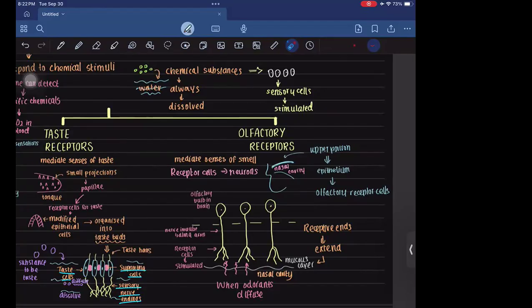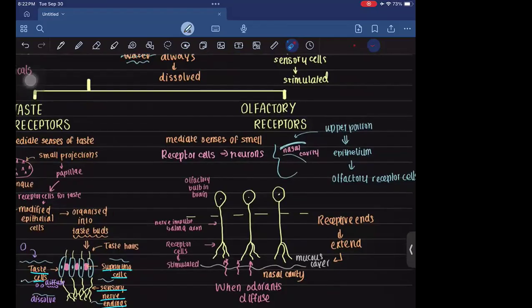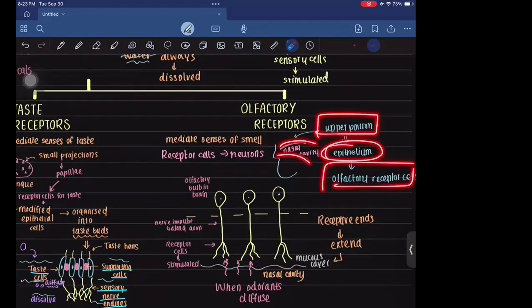So where are they present? Please ask yourself questions, then you will be able to remember the flow. First of all, what are they detecting, then where are they present, how do they look, and what do they contribute in order to detect the particular stimulus. Here also, what are they going to detect? The sense of smell. What are they? They are neurons. Where are they present? In the nasal cavity, in the upper portion of the epithelium, the olfactory receptor cells are present.